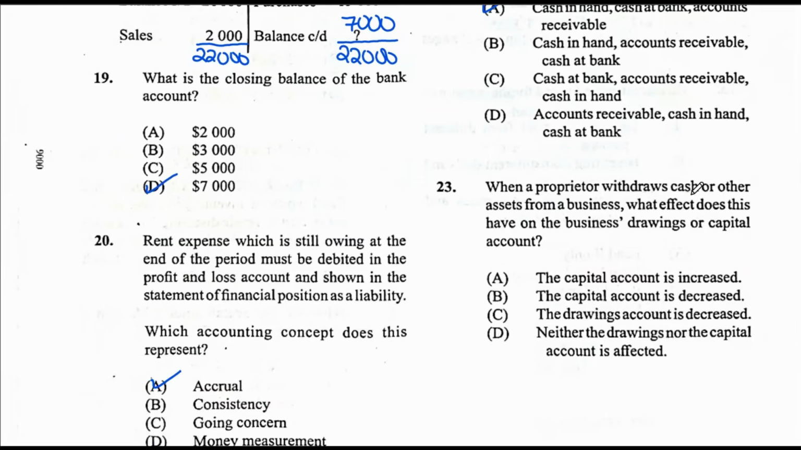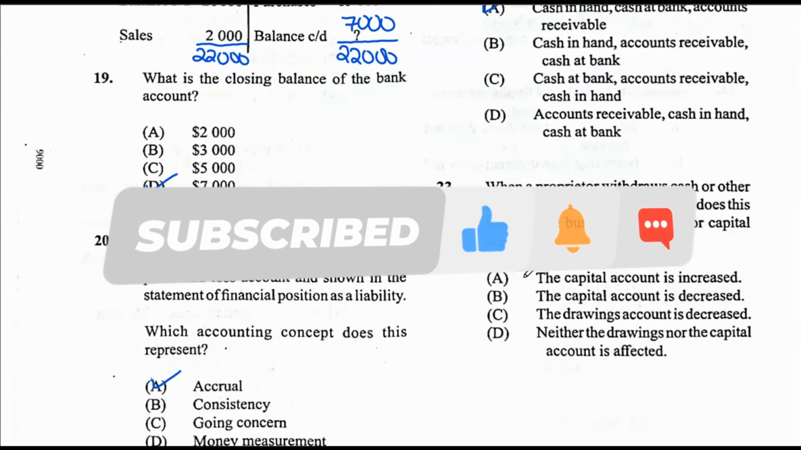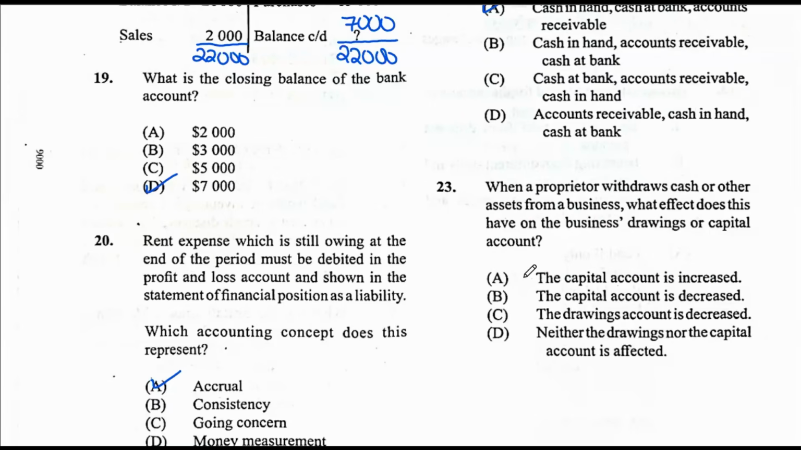When a proprietor withdraws cash or other assets from the business, what effect does this have on the business drawings or capital account? Alright, let's look at the suggested answers. The capital account is increased? Definitely not. The capital account is decreased, well, that is correct. B should be our answer. 23 answers B. Let's look at the remaining answers just to make sure. The drawings account is decreased? Nope. Neither drawings nor capital is affected? Well, both are affected. So yes, guys, the proper answer for question 23 looks good.